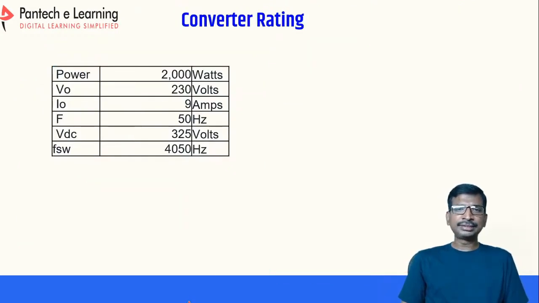Right? So let us take a simple case study. For 2000 wattage, output voltage is 230 volt, ampere rating is 9 ampere, and frequency is 50 hertz. The voltage is 325 volt, and the switching frequency is 40 to 50 kilohertz. So this is another example.